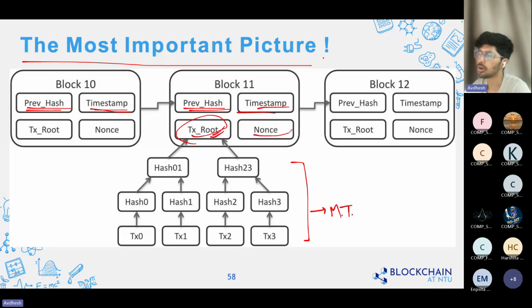And nonce is something interesting. We will also discuss this in distributed systems later in this talk. The full form of nonce is number used only once. What nonce does is play a key role in verifying the whole thing and keeping the whole blockchain intact. I'll share with you later what nonce does.